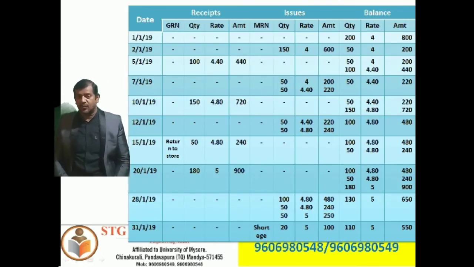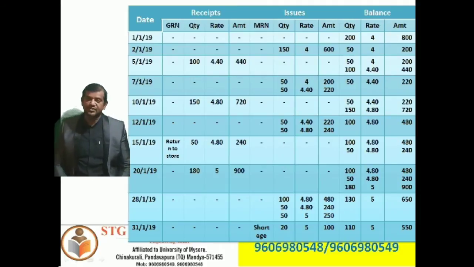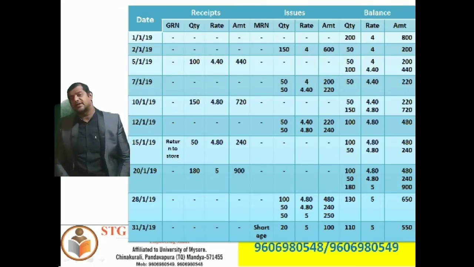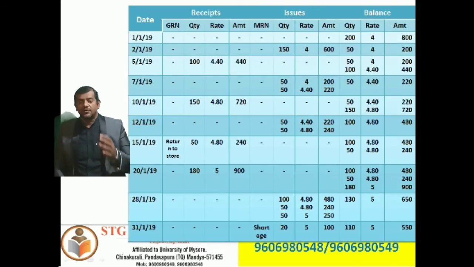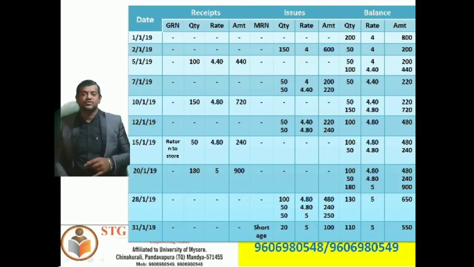So when there is an opening stock: GRN number dash, quantity dash, rate dash, amount dash, and MRN dash, quantity dash, rate dash, amount dash. So it is very simple. Whenever there is an opening stock given in the problem, you need not enter any amount in the receipts column or issues column.